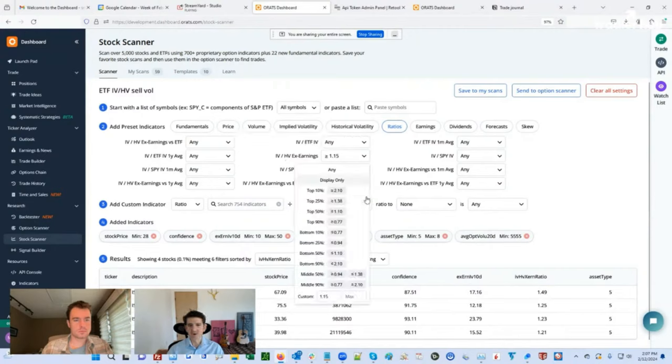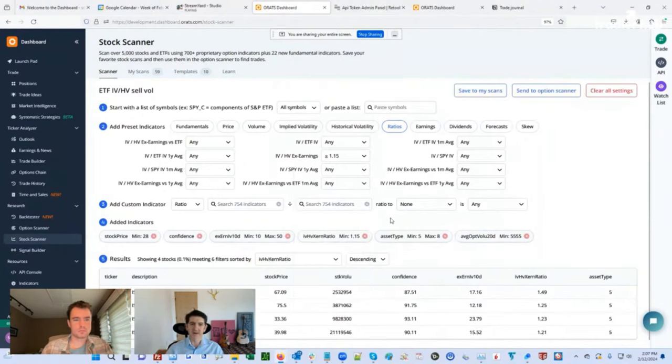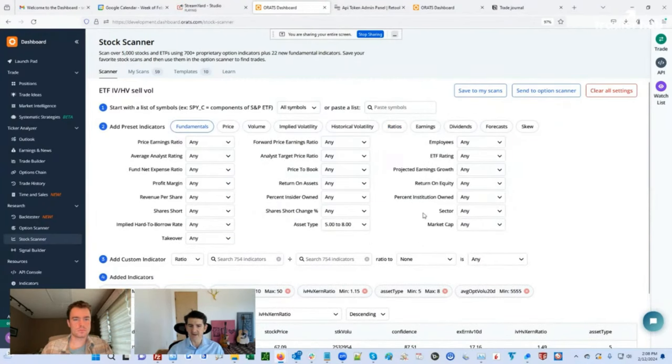And so I want that greater than 15% edge. So that's going to have a 15% gap. Hopefully, when we graph one of these, we'll see. Asset type. So if we go to just the fundamentals and asset type, ETFs are 5 to 8. ORATS just has a numbering system: stocks, indexes, and then ETFs.